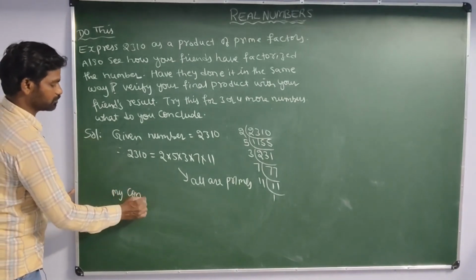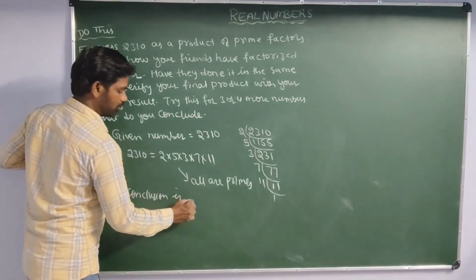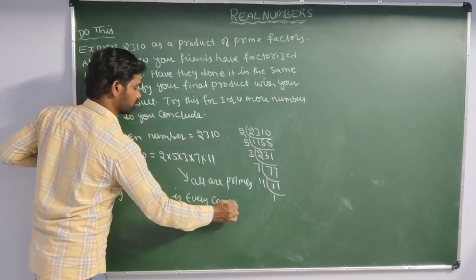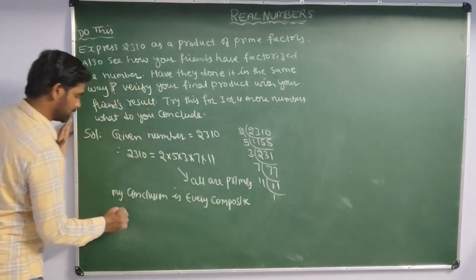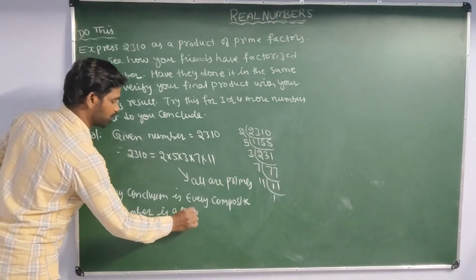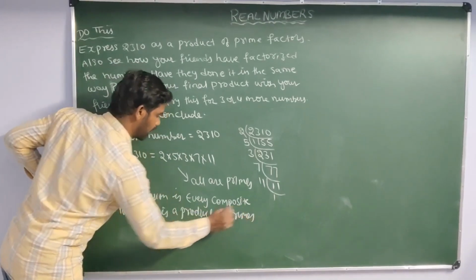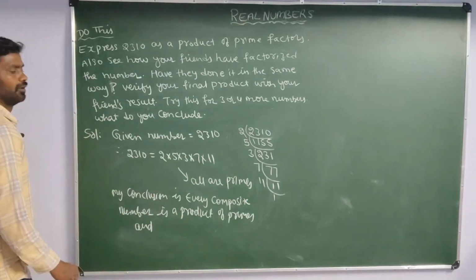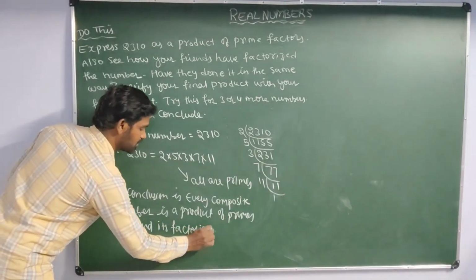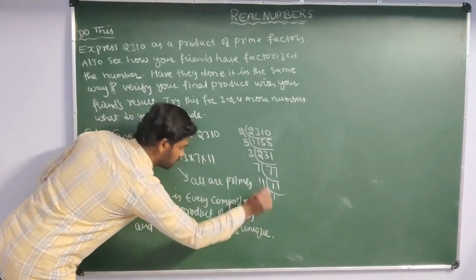What is your conclusion? So what you have to write: my conclusion is every composite number is a product of primes, and its factorization is unique. So this is the conclusion we get.